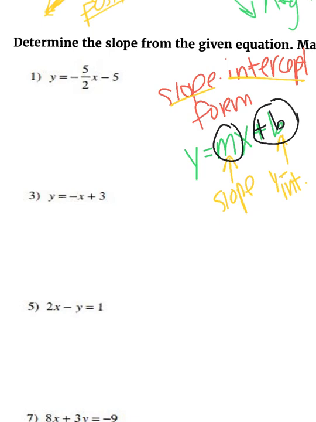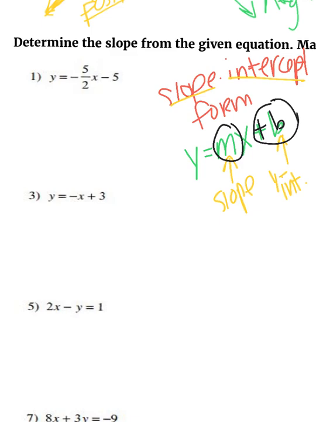So again, it's that part, the b part, is where your graph hits the y-axis, where it intercepts the y-axis, where it crosses over the y-axis. The number right before the x is your slope. But you have to make sure your equation is solved for y, or it's not in the correct form.